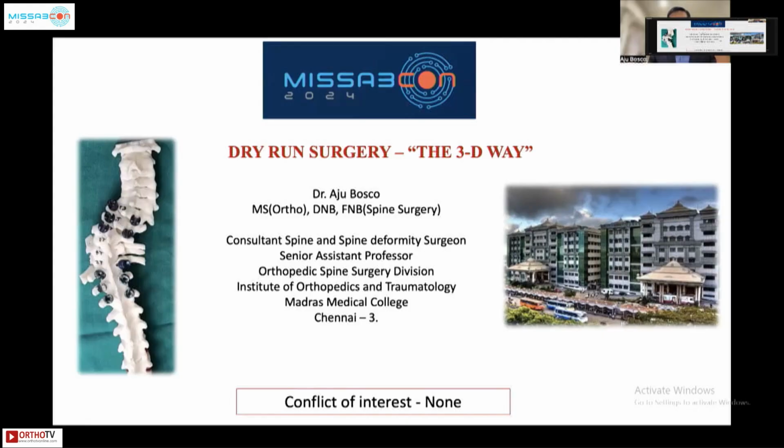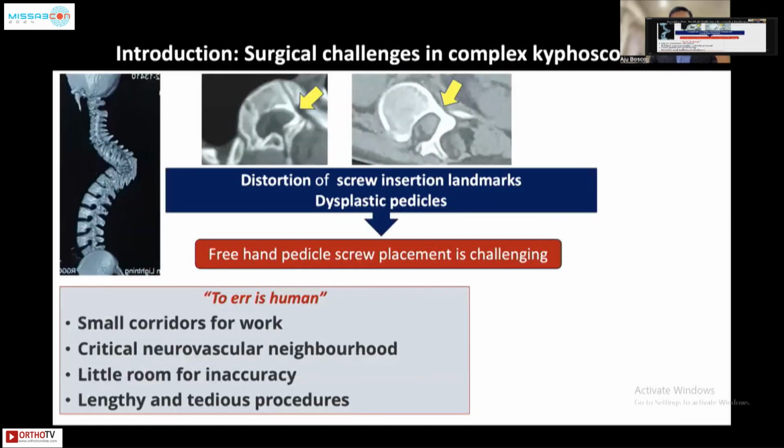And I will be presenting on dry run surgery the 3D way. There are certain surgical challenges in complex kyphoscoliosis deformity correction surgeries. And the majority of these challenges are due to the distortion of screw insertion landmarks and the dysplastic pedicles, making freehand pedicle screw placement challenging.